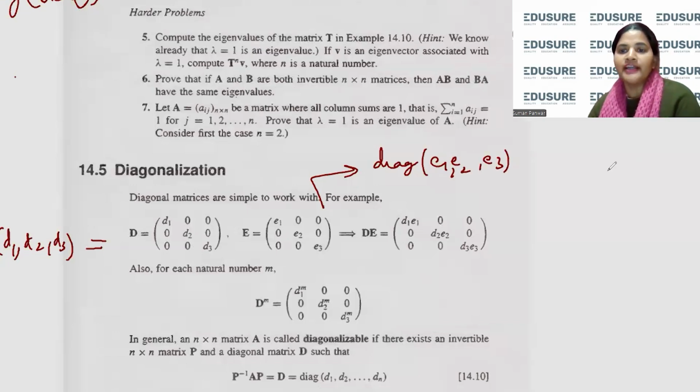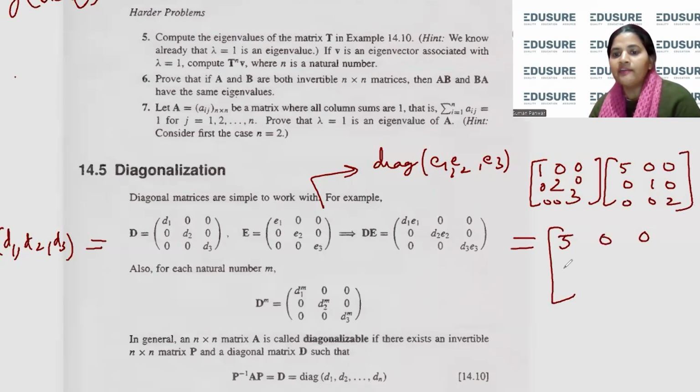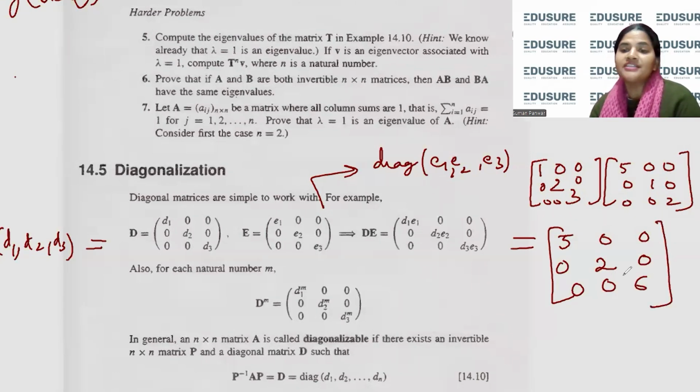Now, why do we want to study diagonal matrices? So let us take some example. For example, I multiply 1, 2, 3, this diagonal with another diagonal 5, 1, 2. So when I multiply these two matrices, I'll just have to multiply the diagonal elements. That's it. And I'll get one more diagonal matrix. So that is the beauty of diagonal elements.